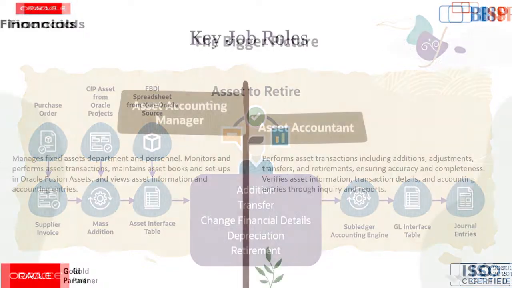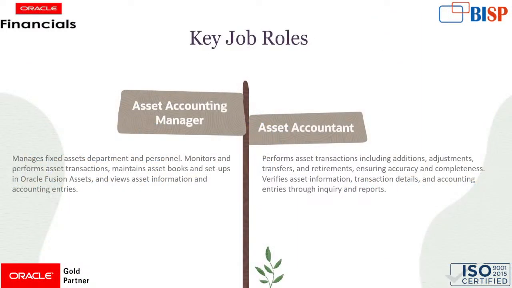So let's move to the next slide. Two key job roles are there: one is asset accountant and another one is asset accounting manager. The asset accountant performs asset transactions including addition, adjustment, transfer, retirement, ensuring accuracy and compliance, and verifies the asset information, transaction details and accounting entries through inquiry and reports.